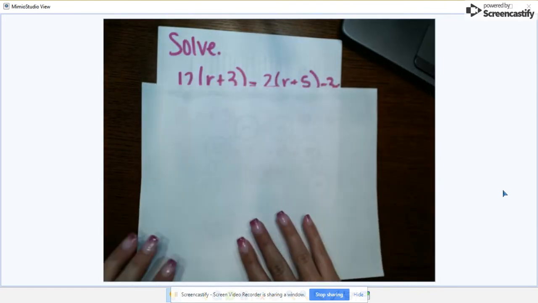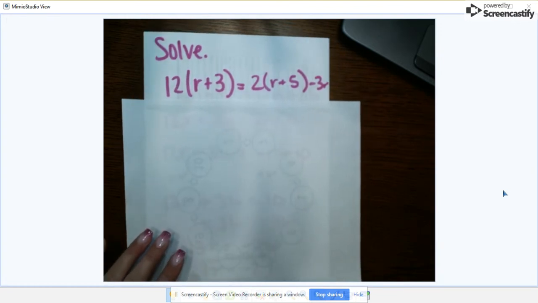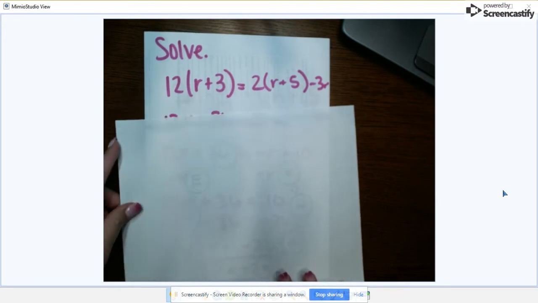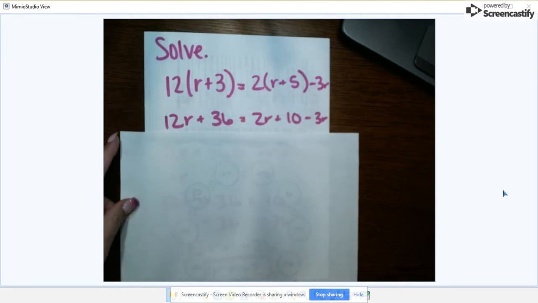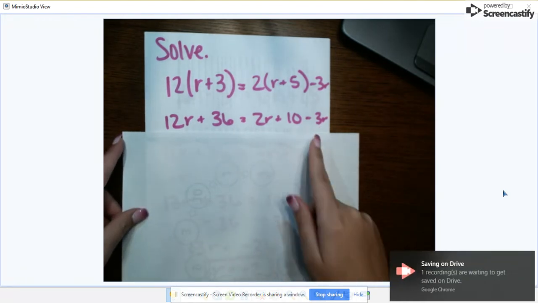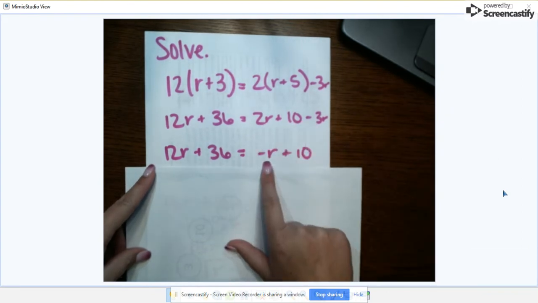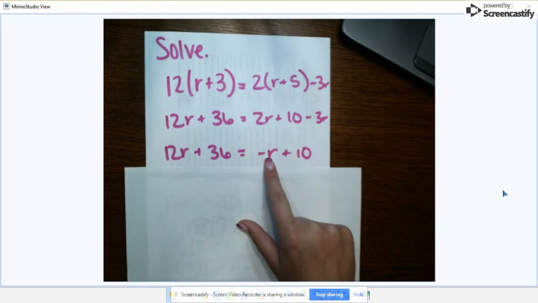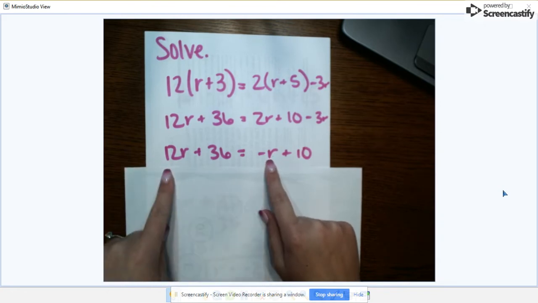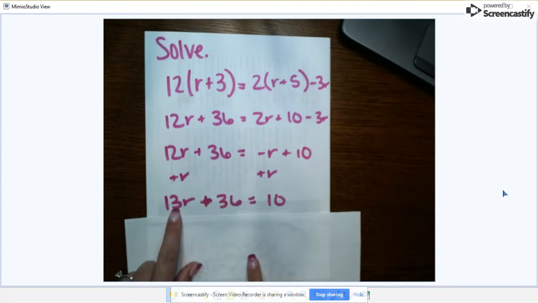Okay, this one has a few more steps. We have 12 parentheses r plus 3 equals 2 parentheses r plus 5, and then we have a minus 3r on the end. We have to distribute on both sides, so I go ahead and do that in this step. And now on the right side, we have like terms, so we can combine those. 2r minus 3r is where I get a negative 1r. And now I need to combine my variables. So I always move the smaller variable to the other side. So I would add 1r. 12r plus 1r gives me 13r.